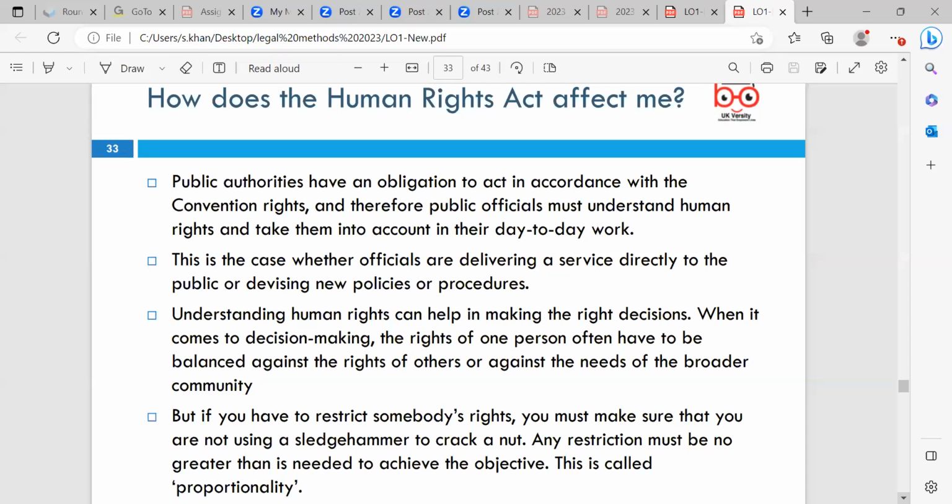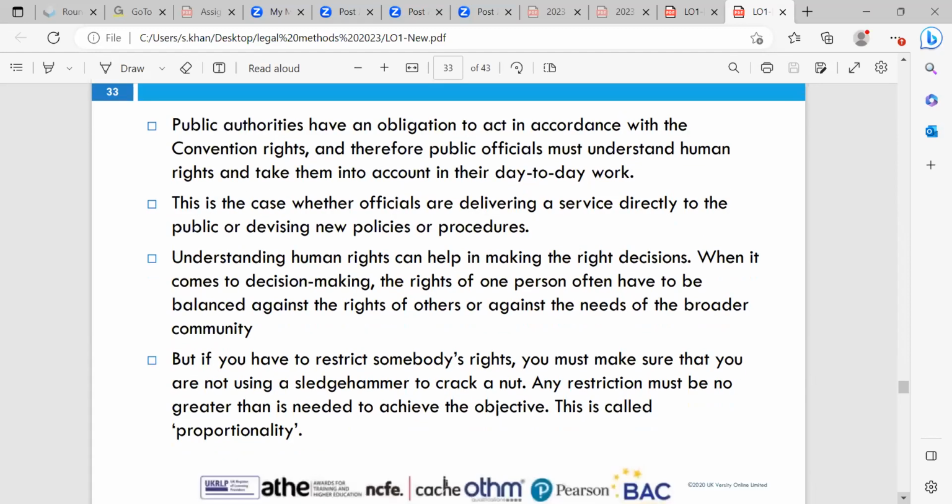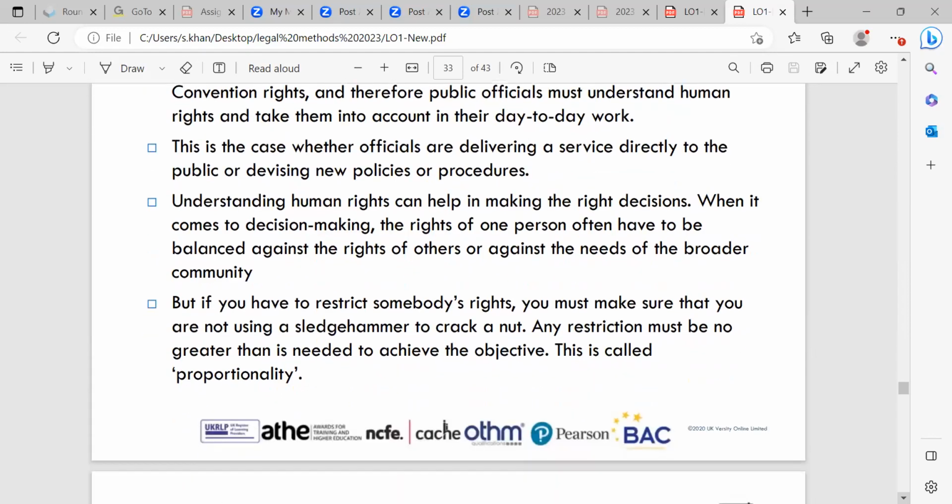The rights of one person often have to be balanced against the rights of others or against the needs of the broader community. But if you need to restrict somebody's rights, you must make sure that you are not using a sledgehammer to crack a nut. Any restriction must be no greater than is needed to achieve the objective. This is called proportionality.